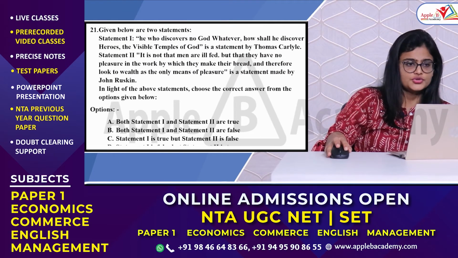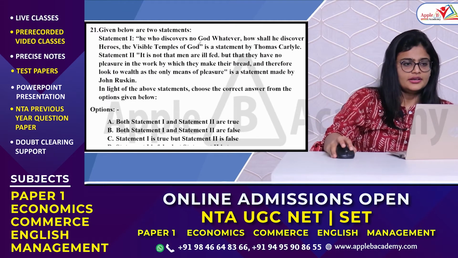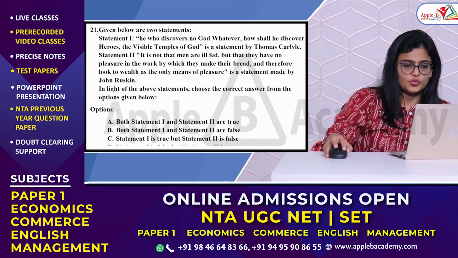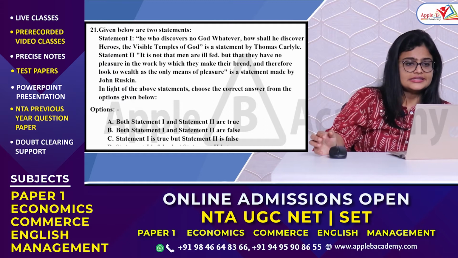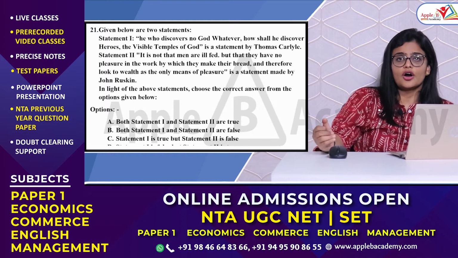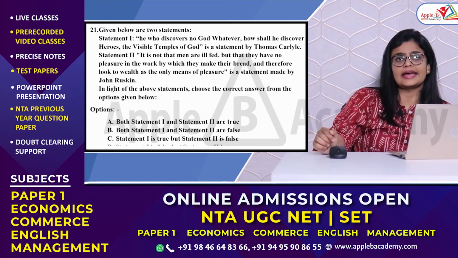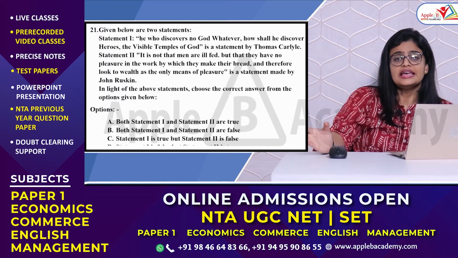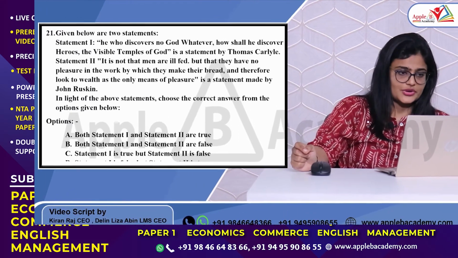Given below are two statements. Statement 1: He who discovers no God whatever, how shall he discover heroes, the visible temples of God, is a statement by Thomas Carlyle. Thomas Carlyle, we know, is a Scottish essayist, historian and philosopher. He belongs to the Victorian age of British literature.